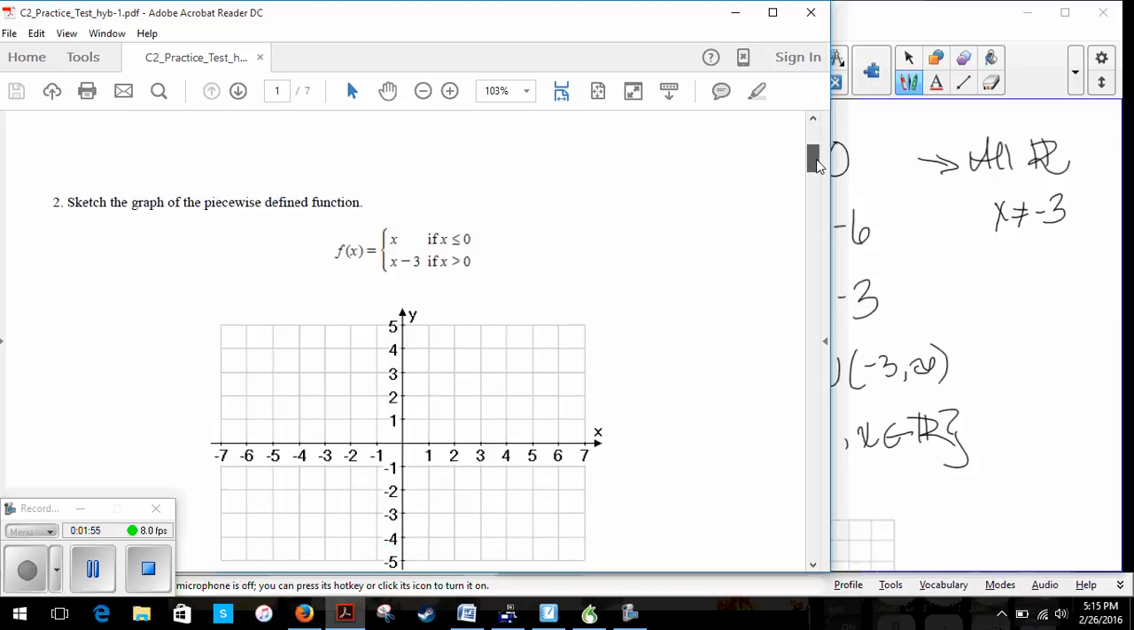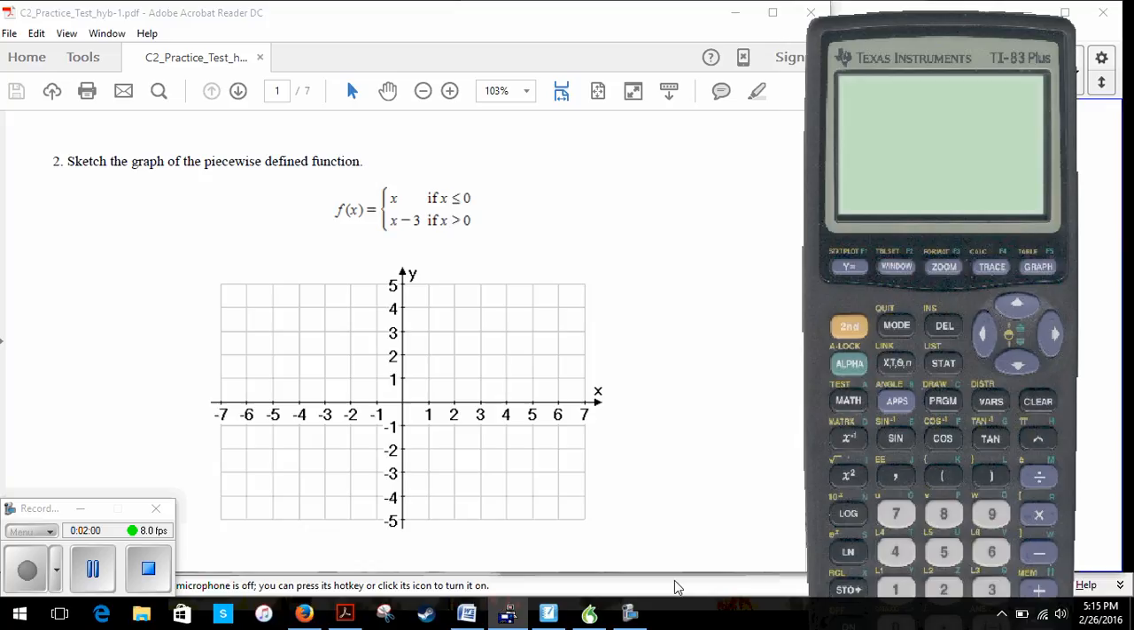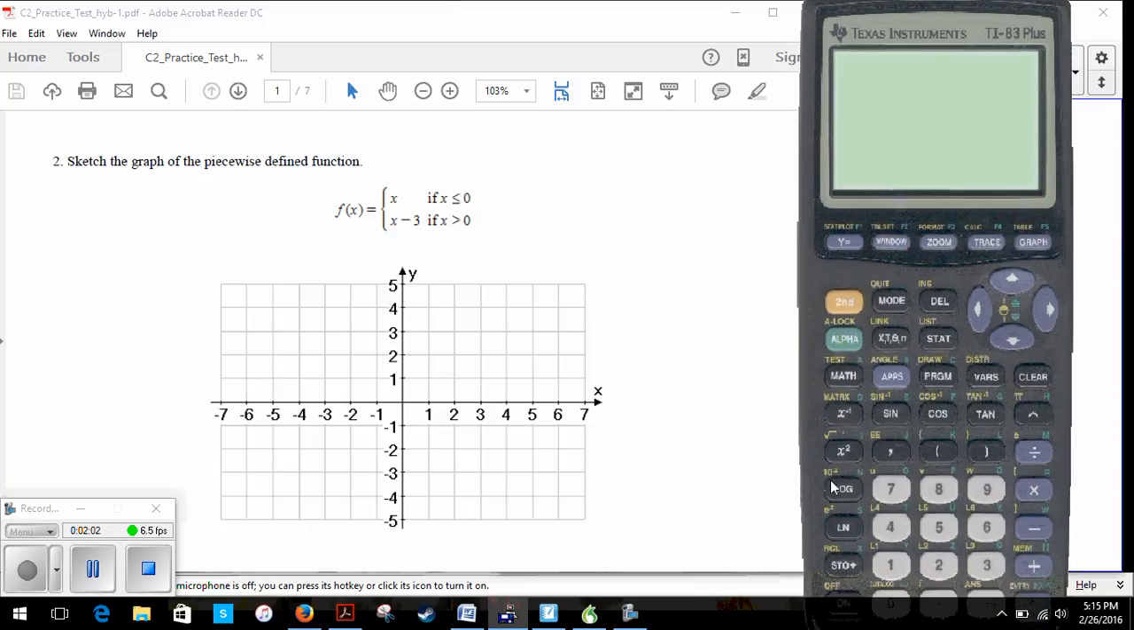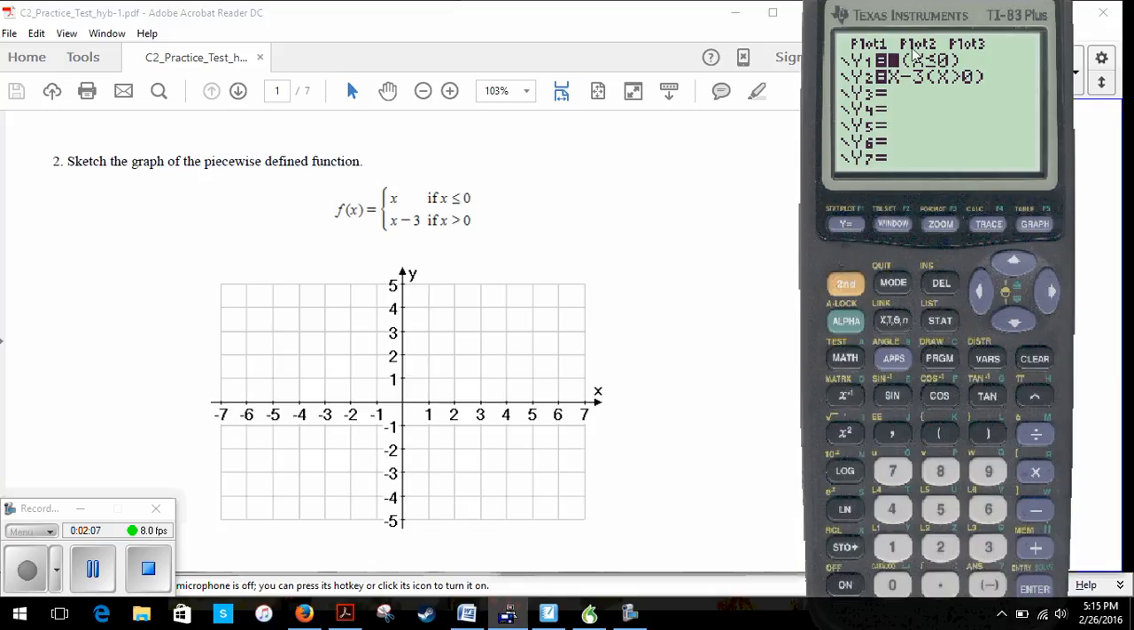Number 2, sketch this piecewise function. Now your calculator will graph this, but it only tells you half the story. If you go into your calculator into y equals, I can type in my x and then I can put a restriction on the end like we did in the Motorola project. If I wanted to find the less than or equal to or the greater than, that is in second math, and then you would pull those out from in there. When you graph it, you have something that looks like this.